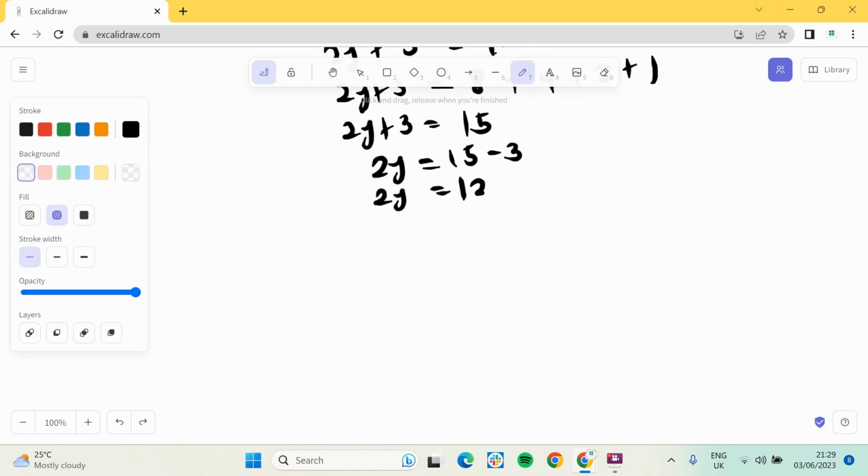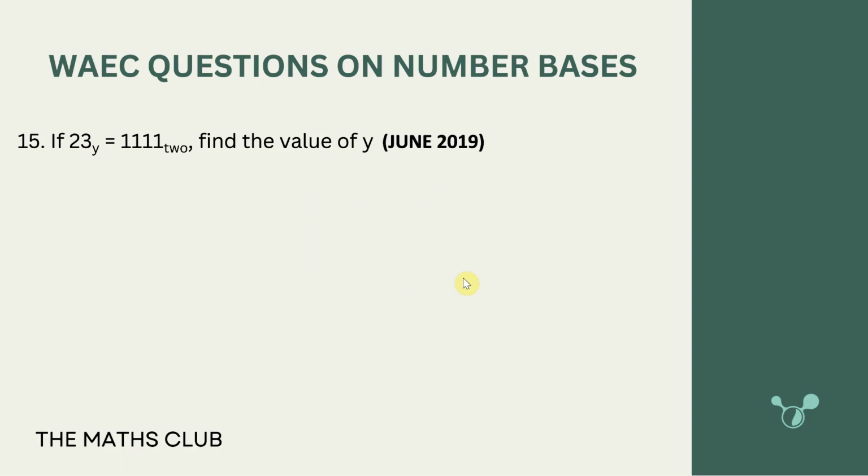If I divide both sides by 2, I'll be able to find my value of y. So y is equal to what? y is equal to 6. And this is our answer. Let's see if what we did is correct. By default, our value should be C. Great, our answer is C.